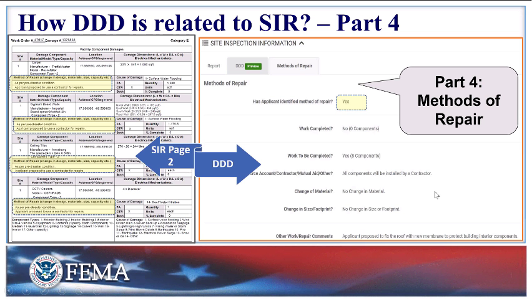And then also we know that this methods of repair information is used in the development of our scope and cost of work for work to be completed. So this is all critical information that we want to make sure is accurate, because again, this is part of that foundation on which everything else is going to be built for our applicant.